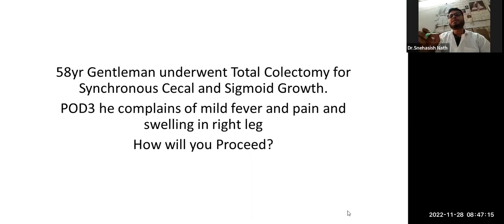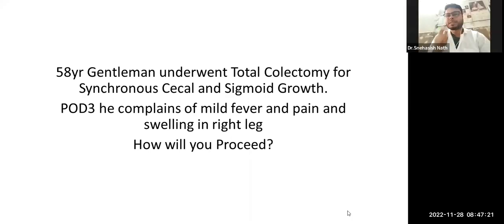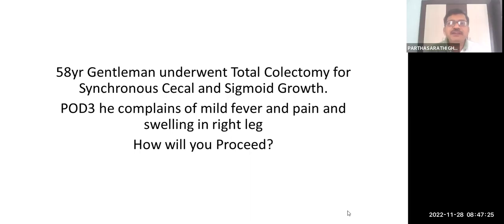The thrombus is there. Can you prevent it by putting a mechanical barrier? Yes, sir, an IVC filter. What are the indications of an IVC filter? What is the role of an IVC filter in the management of deep vein thrombosis?